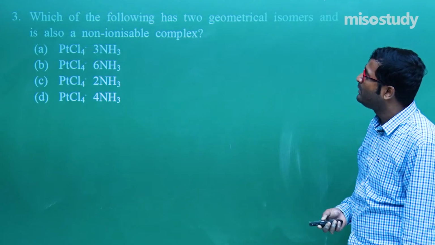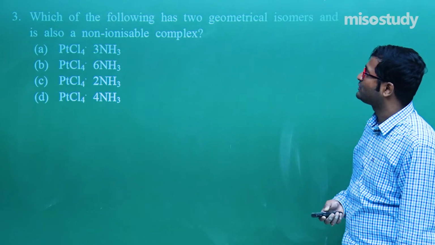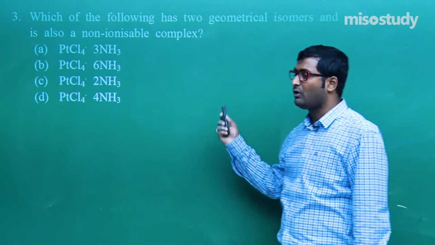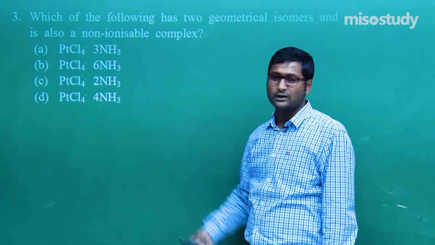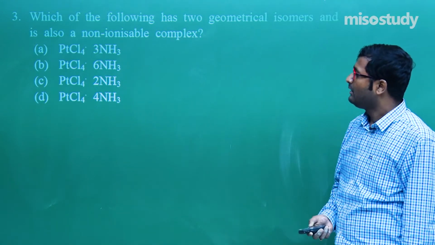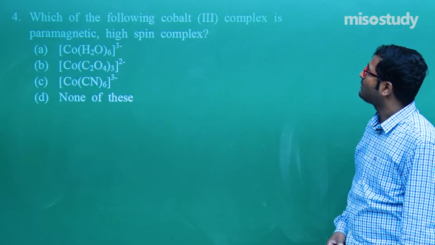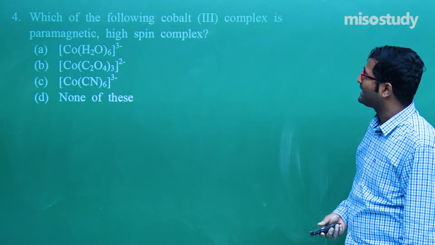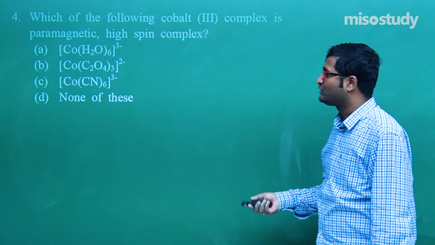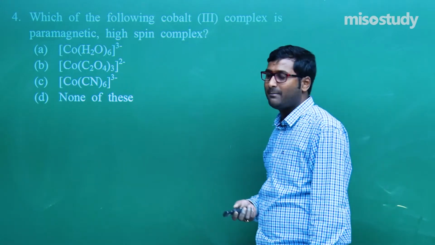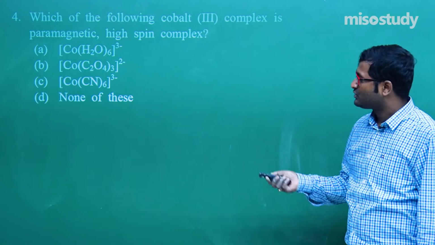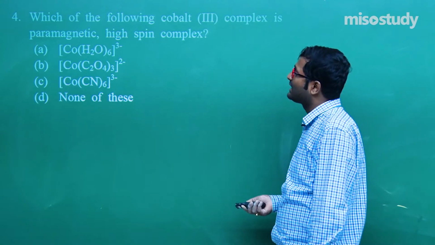Now let's move. Which of the following has two geometrical isomers and is non-ionizable? As non-ionizable, no charge. This is the correct option, C. Now let's move to question number 4. Which of the following cobalt complex is paramagnetic high spin complex? As I told you, none of them. All are diamagnetic and low spin complex. So for this question, D is the correct option.